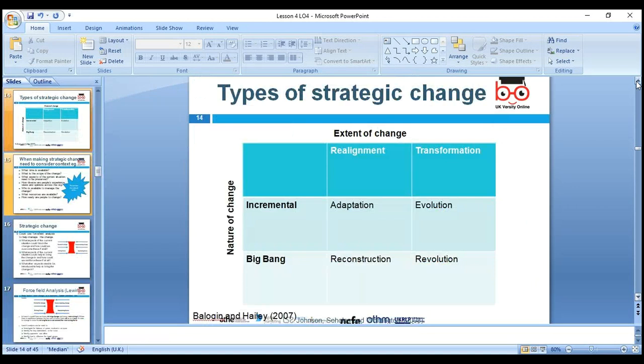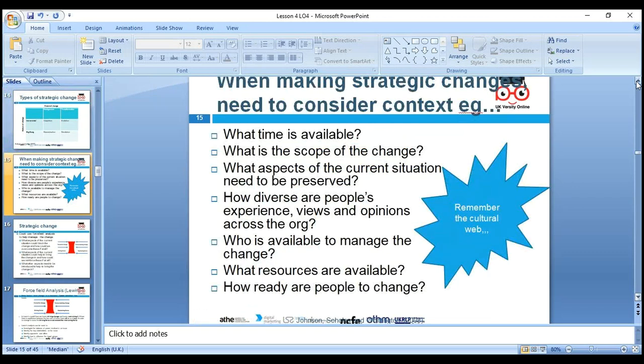For the type of strategic change, if we want different changes, it can be incremental change, a big bang, totally reconstruction, or evolution. So all of this is about whether we want a step-by-step incremental change, or a quick, big change in our organization. Those are the models we can use for change purposes.